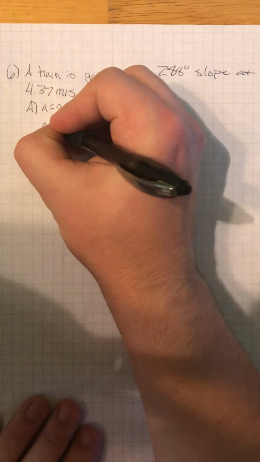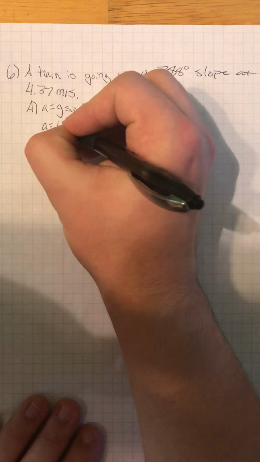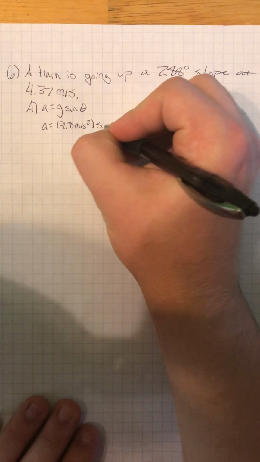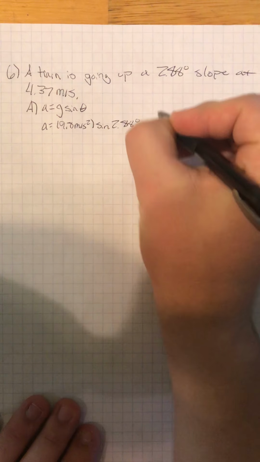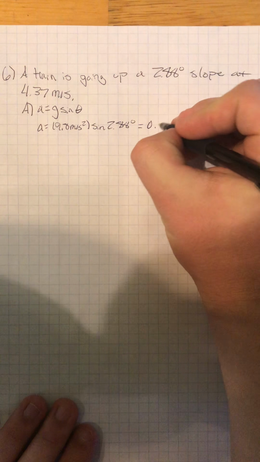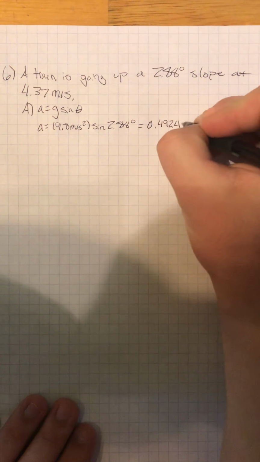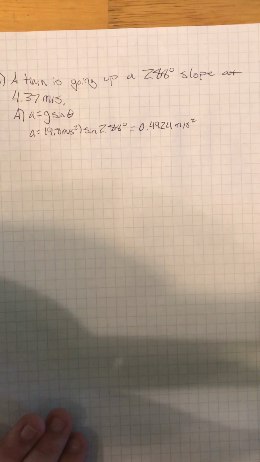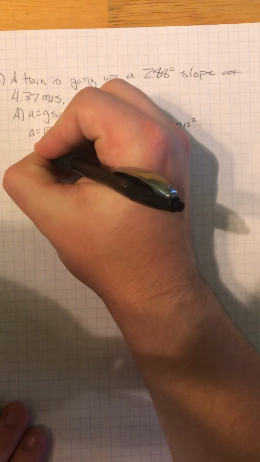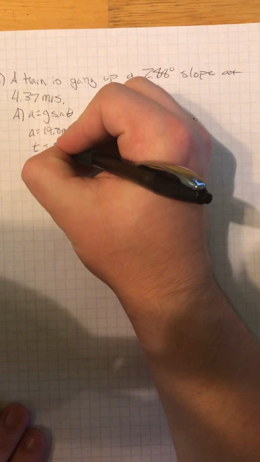With this equation, I was able to plug in: acceleration is equal to 9.8 meters per second squared times the sine of 2.88 degrees. That gives an acceleration of something around 0.4924 meters per second squared. Now, once you have this acceleration, you can plug it into an equation to find the time. You're basically just trying to use the acceleration to see how long it'll take the train to come to a velocity of 0.